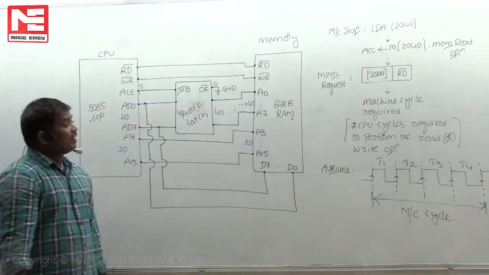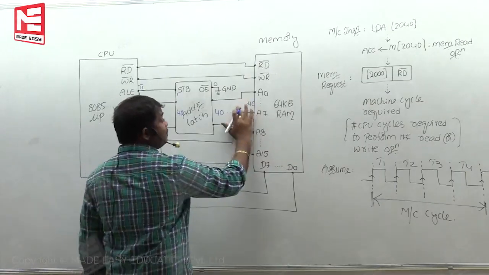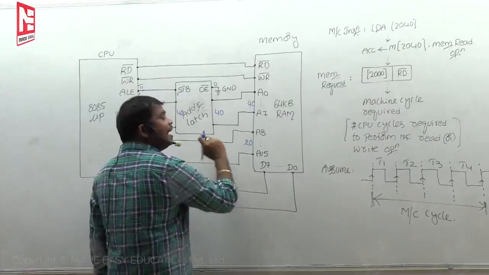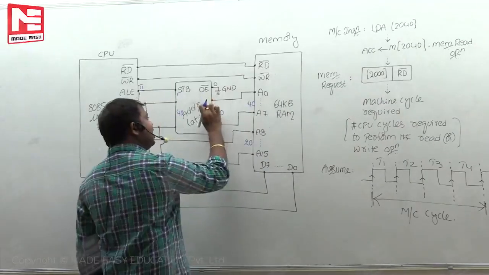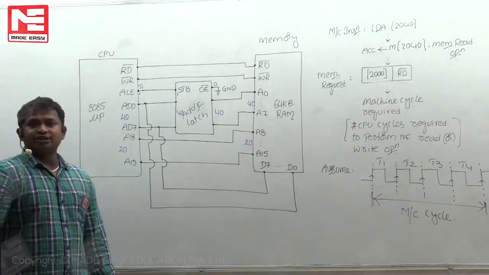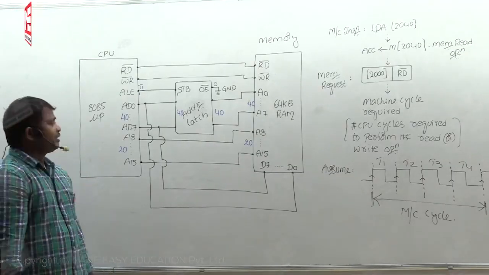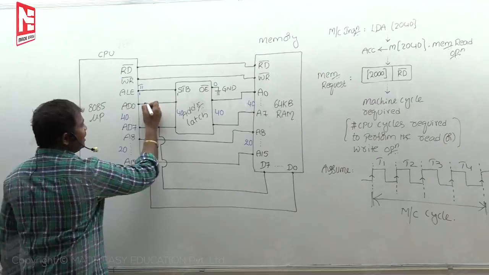Clear now? So what is its meaning? Memory chip is accepting the 20 from the CPU pin and accepting the 40 from the latch. From the latch, not from the CPU pin. Is it okay? Right. So some students may be thinking like this.